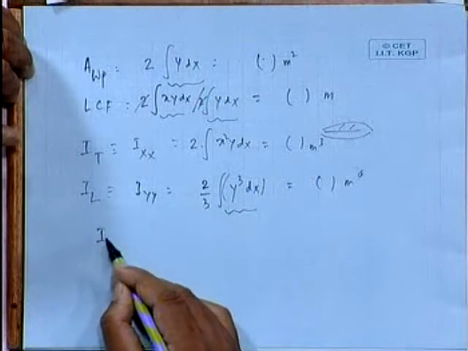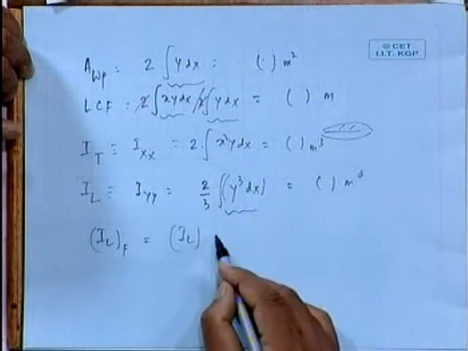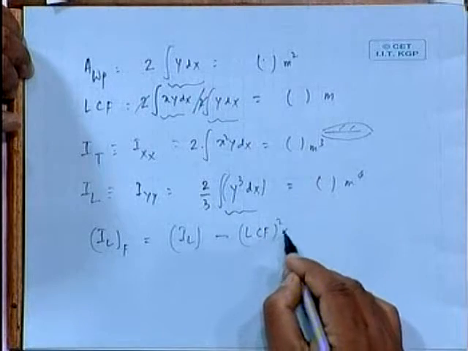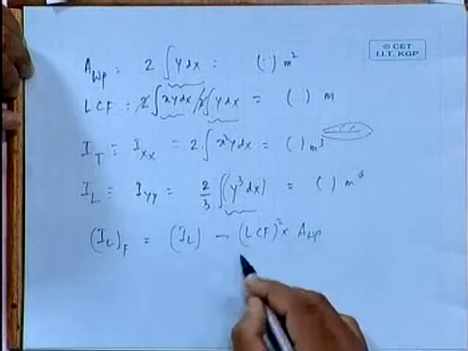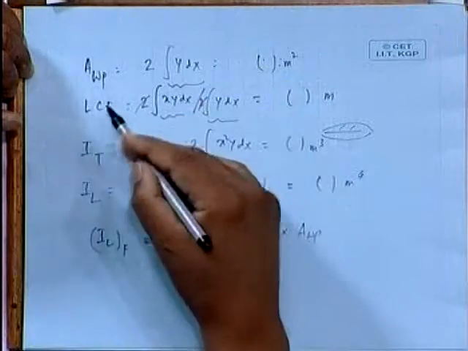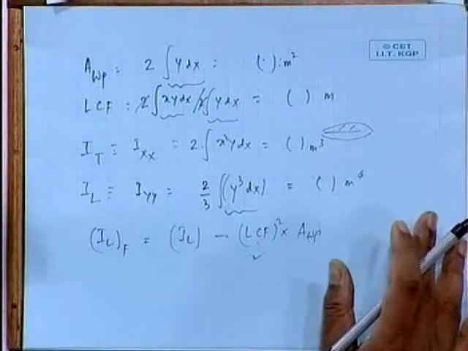Now I have to get IL through F. This is actually this IL, that is this value, minus LCF, which I have already calculated, square into AWP. So this I have already done here. This I have already done. This I have already done here. This I have done here. So all these are available. So in one table I have got all these quantities of AWP, LCF, IT, IL, and whatever I want.